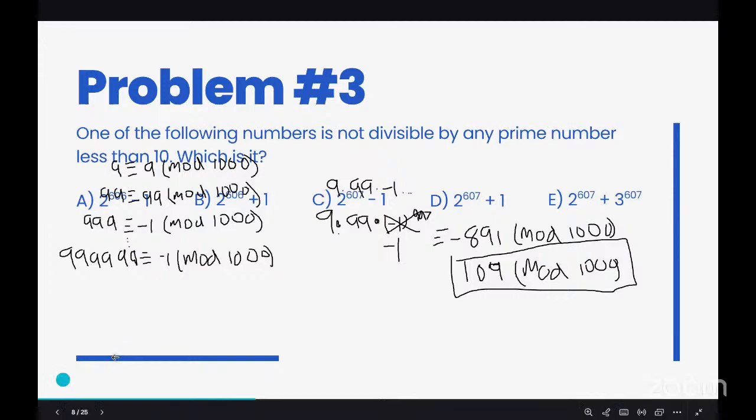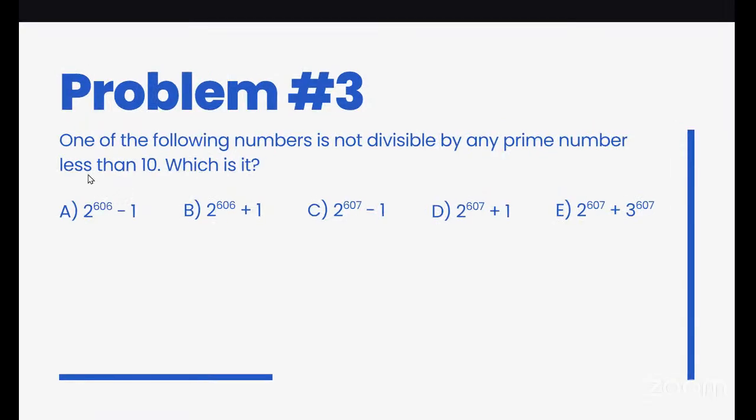Okay, this would be our last problem in mod. So this one's a bit complicated. So here we start off by, okay, one of the following numbers is not divisible by any prime number less than 10. Which is it? So we can start off by finding the prime numbers less than 10. So this would just be 2, 3, 5, and 7.